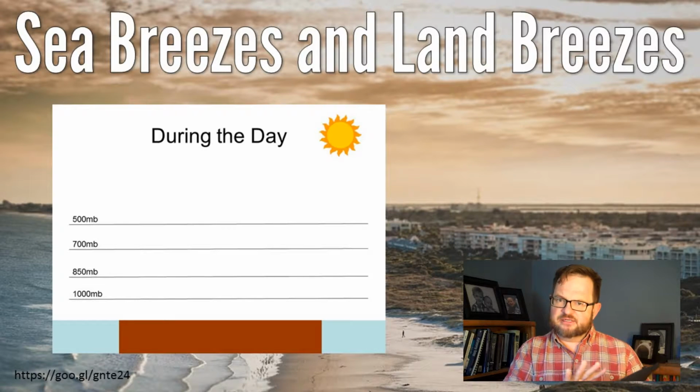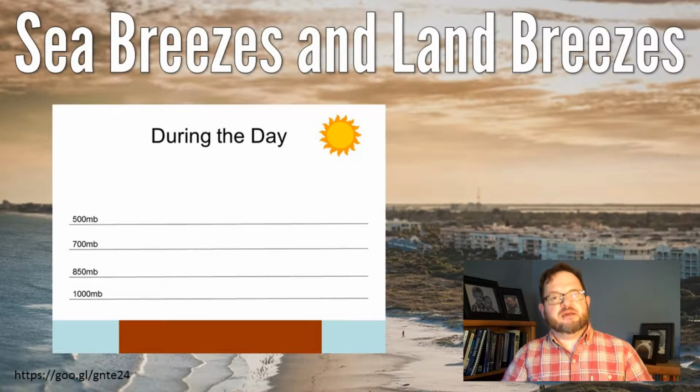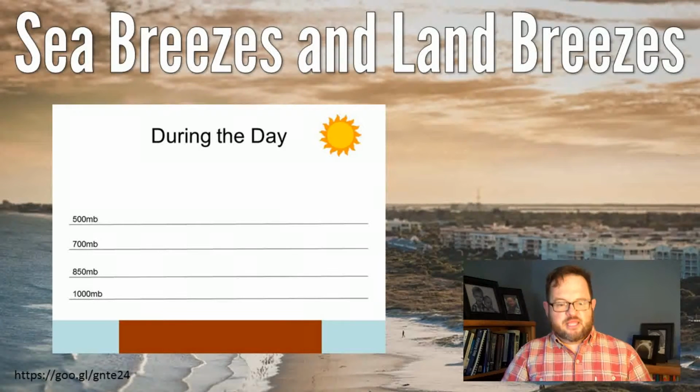Just kind of setting up this little diagram here across a little tropical landmass or something like that, where we can have two different surfaces, namely the ocean and land, heating up differently during the day, because this is during the day, and we're going to see how that sets up sea breezes.